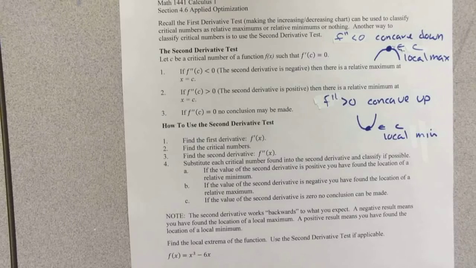A, if the value of the second derivative is positive, you have found the location of a relative minimum. B, if the value of the second derivative is negative, you have found the location of a relative maximum. If the value of the second derivative is 0, no conclusion can be made. And if you need to really classify that one, you'll have to go back to the first derivative. That's kind of the increasing, decreasing chart.